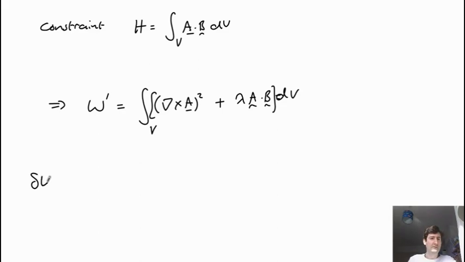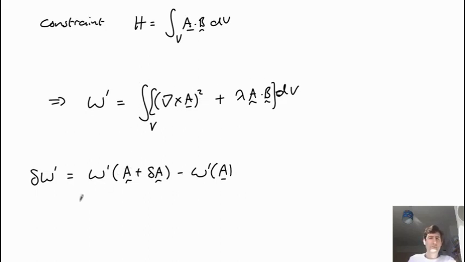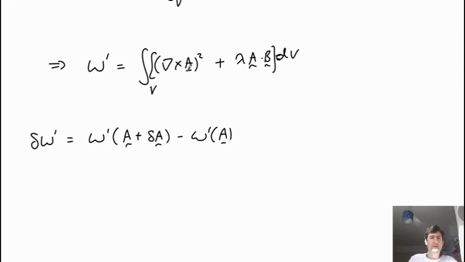So doing the variation in delta W, we have A plus some kind of change in A, and then we compare that to the previous result, W of A. So now what we can do is substitute A plus delta A into these expressions, and delta A is small. So we neglect terms like delta A times delta A, the delta A squared terms.